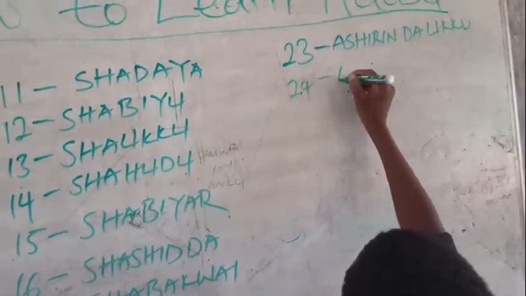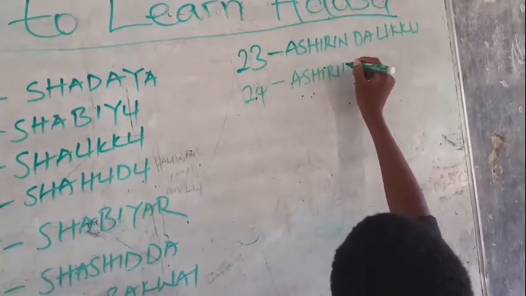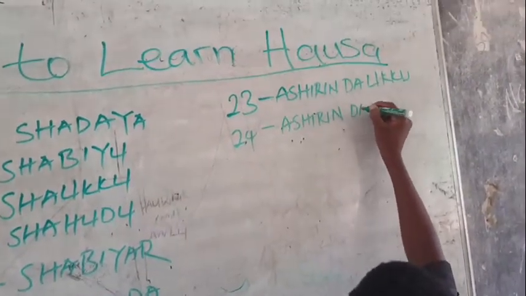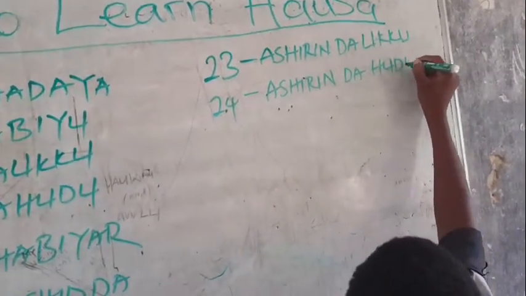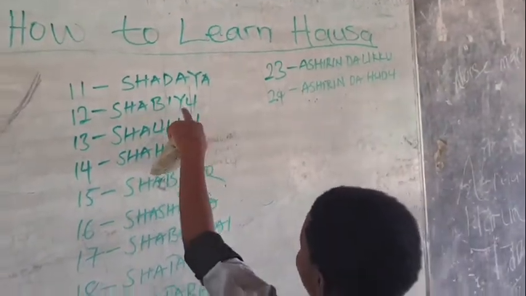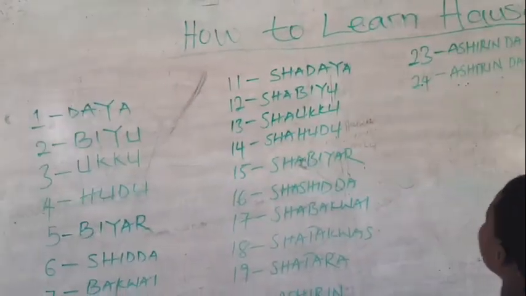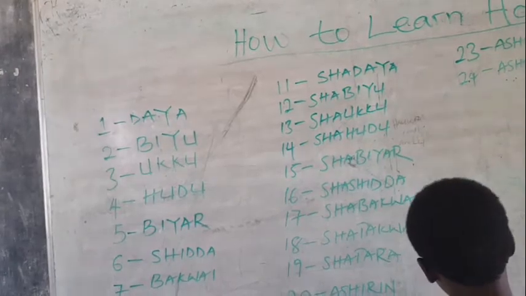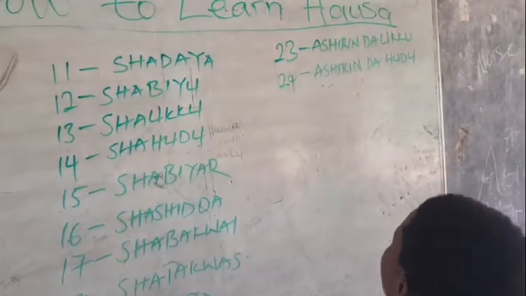24, ashirin da hudu. See, you just keep adding. Here is ashirin, then you put daya. When you just use your sense, you can get it.